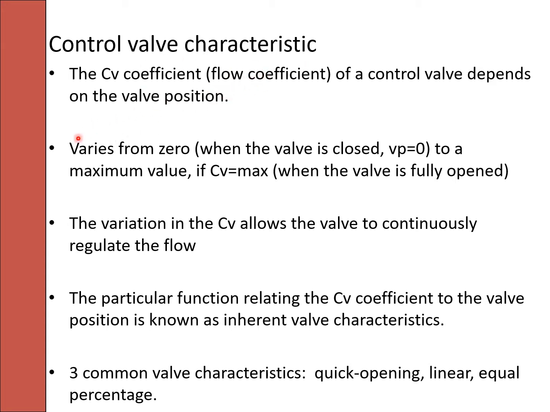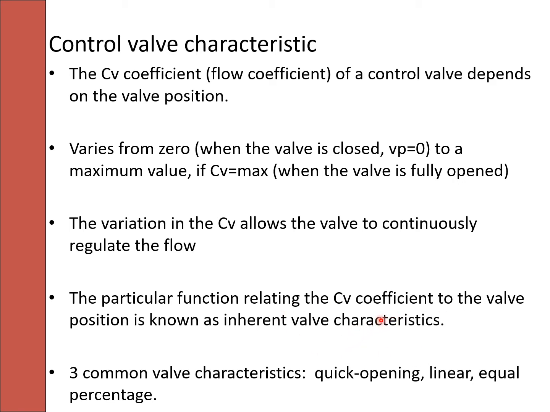The CV varies from 0. When the CV is 0, the valve is closed and the valve position is also equal to 0. If CV equals max, that means the valve is fully open. The variation of the CV allows the valve to continuously regulate the flow. The particular function relating the CV coefficient to the valve position is known as the valve characteristic.